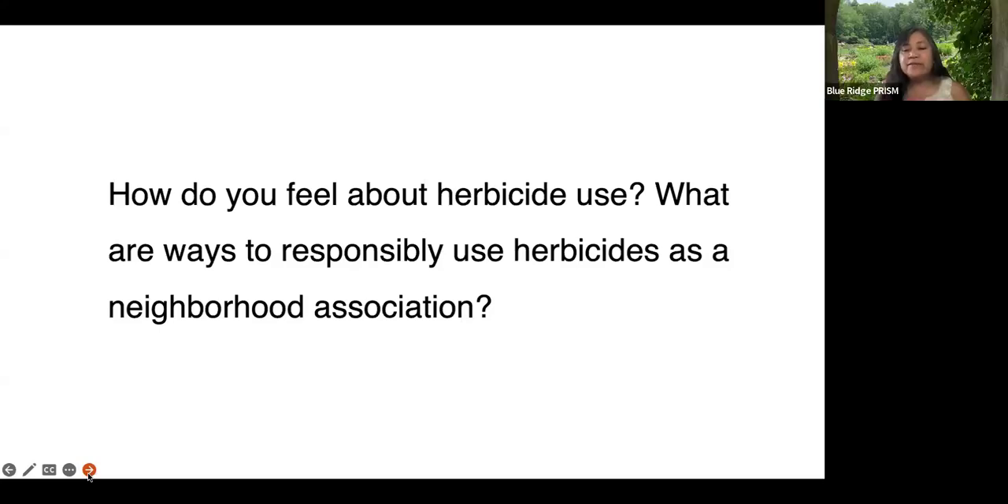Wonderful. And that is definitely the right way to do that, to be very, very cautious and make sure everyone is well informed and educated on that. We have a commercial applicator on our staff who is able to be there for public lands, and that's been really useful for Blue Ridge PRISM because the rules are different for public and private land.